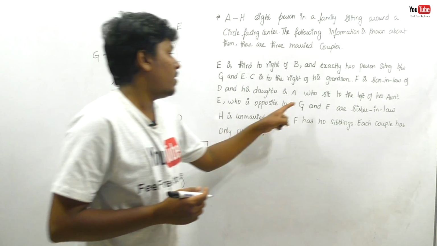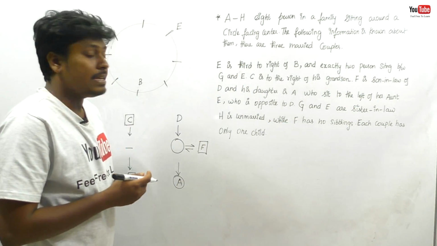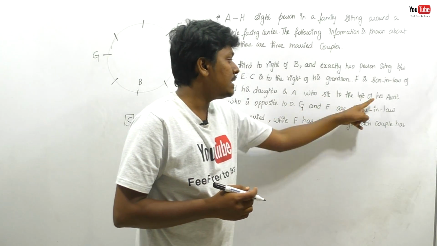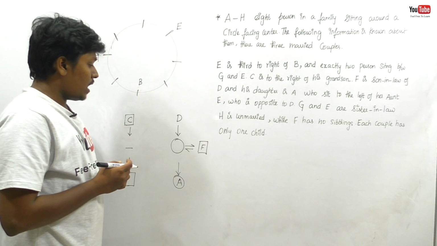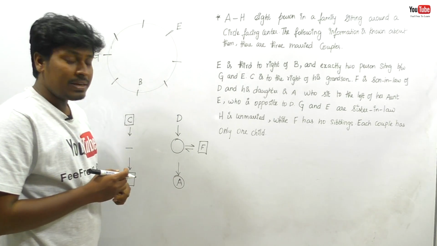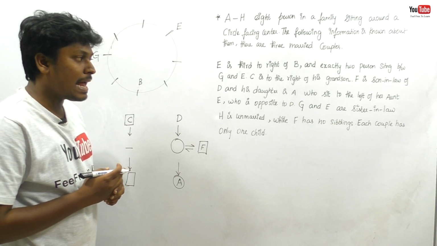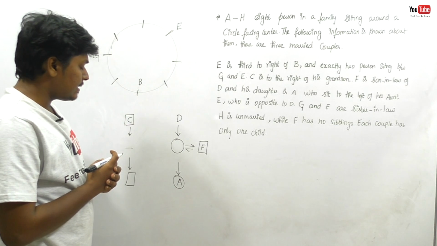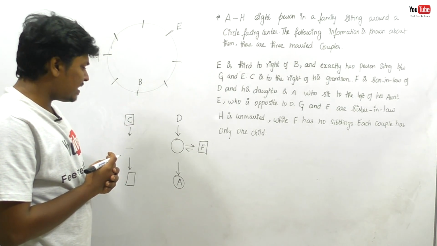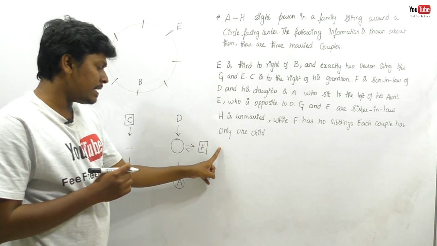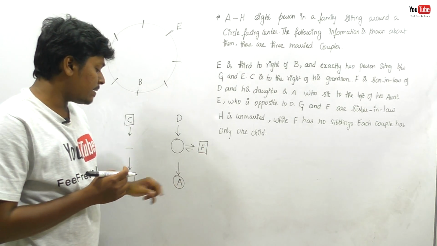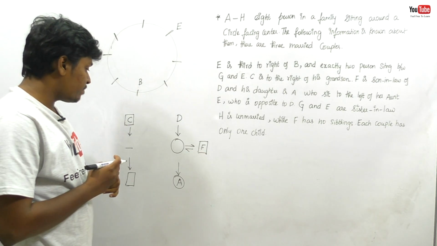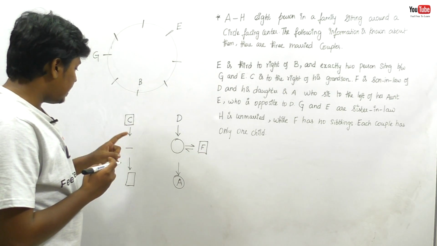Okay, friends, who sits to the left of her aunt E? Friends, listen carefully. After reading this line, who sits to the left of her aunt E? We have found one thing, that A is having an aunt, that is E, right? So if A is having an aunt, we don't know whether we need to place E here. If father's sisters can be called aunt, right? So whether E can be placed here, or E can be placed here.